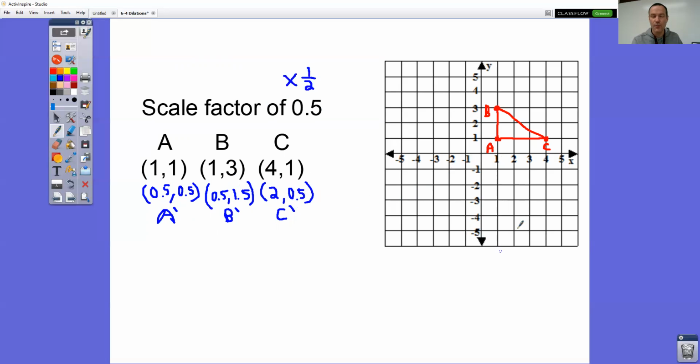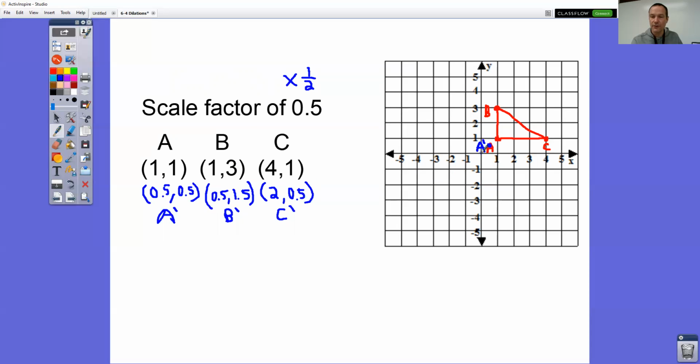A prime is 0.5. Now, 0.5 is exactly halfway in between 0 and 1. So when I go over to 0.5, it's right here, right in between 0 and 1. And then I'm going to go up to 0.5. Now, when I go up to 0.5, 0.5 is halfway in between 0 and 1. So I'm going over to 0.5, up to 0.5. I happen to have my letter A right there, which is not good, but that is going to be my new A prime here in the blue.